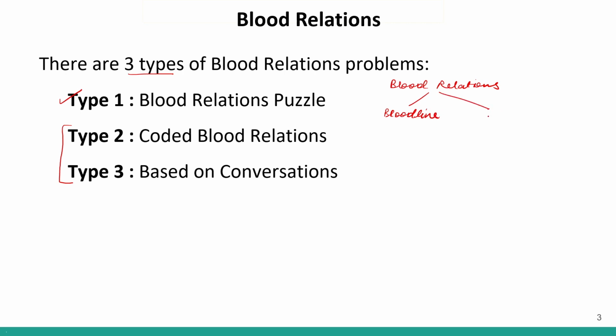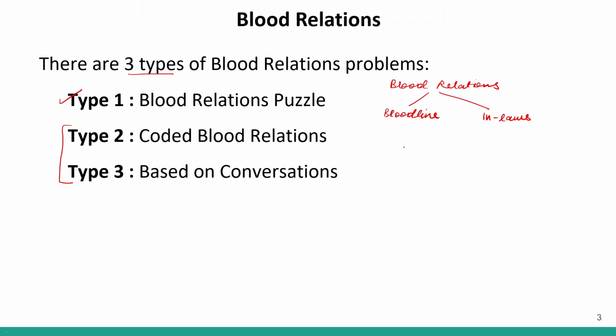Then we have another type of relationship, that is your in-laws. In-laws is basically whenever you marry, your spouse's family becomes your in-laws. So your mother-in-law, daughter-in-law, father-in-law, brother-in-law, those kind of relationships are your in-law relationships. So whenever we talk about blood relations in your competitive exams, we look at both these types of relationships. So we look at the extended family.